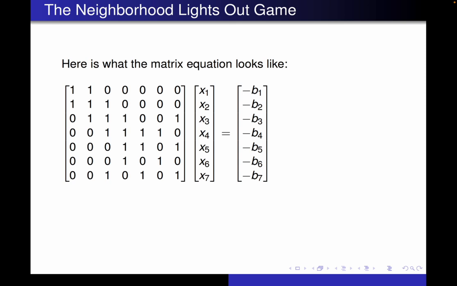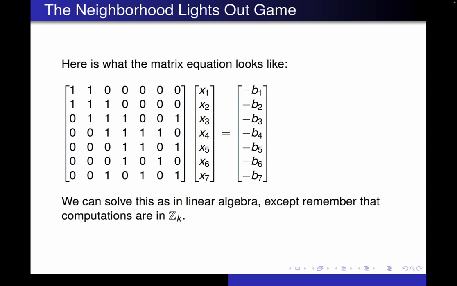It's going to be a little bit different because we're looking at our numbers being in Zk instead of the real numbers, but otherwise very similar. So we can solve this as in linear algebra. Remember, our computations are in Zk, so that's going to somewhat affect our elementary row operations when we're doing row reduction, for instance, and other things like that.